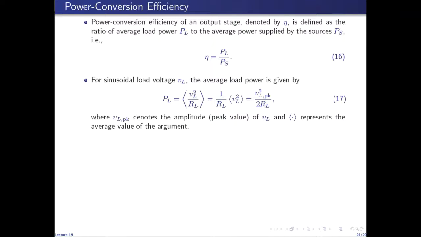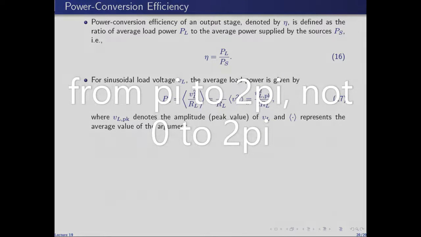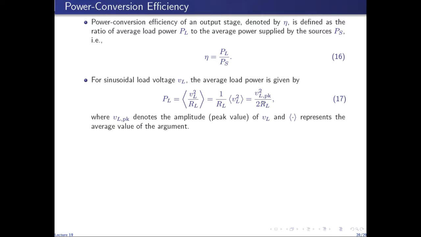And since VL is sinusoidal, it will be positive from 0 to pi as well as negative from pi to 2 pi. So if we compute the average value of VL square, you can find it to be equal to VL peak square by 2, where VL comma peak is the peak value or the amplitude of VL. So the peak value square divided by 2 is the average value of VL square, and the average power delivered to the load is given by the peak value of the load voltage square divided by 2RL.